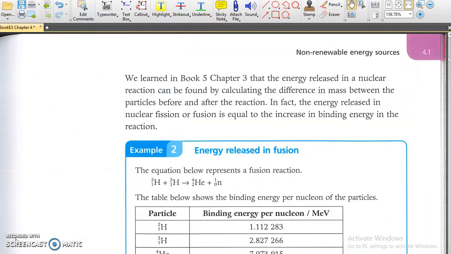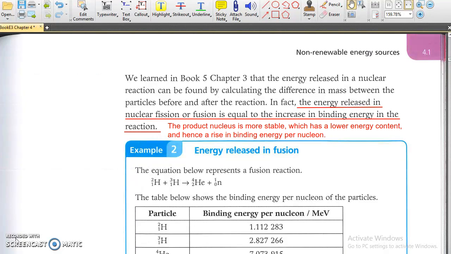When there is fission or fusion, which usually results in loss of mass, called mass defect, there is energy released. The product nucleus is more stable, and hence results in a rise in binding energy per nucleon. In other words, the energy released is the increase in binding energy of the nucleus.